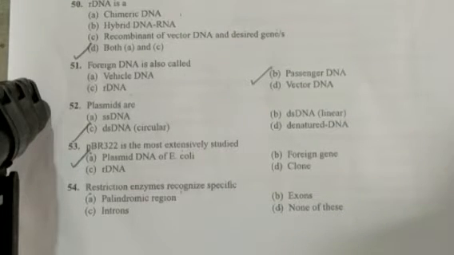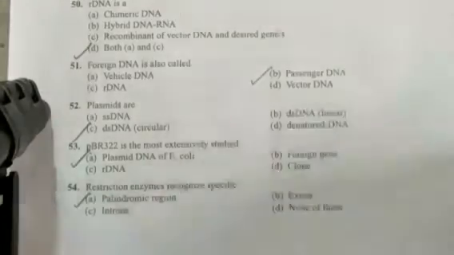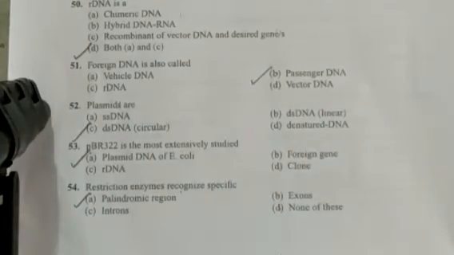Restriction enzymes recognize specific what? A, palindromic region. B, exons. C, introns. D, none of these. You all very well know restriction enzymes work on palindromic sequences. Clear? We have told you the classical palindromic sequence, you also know.